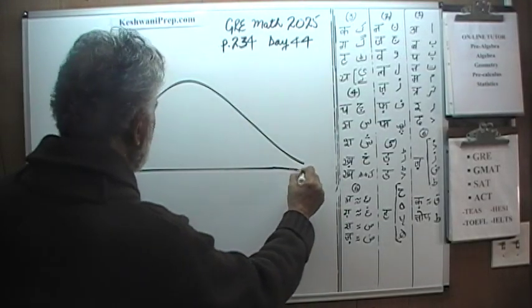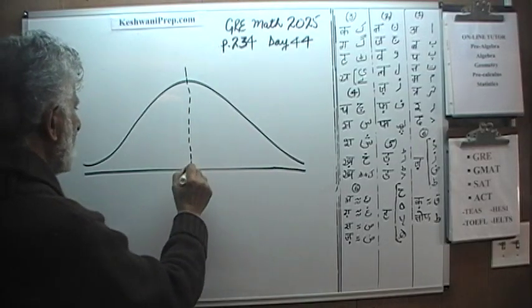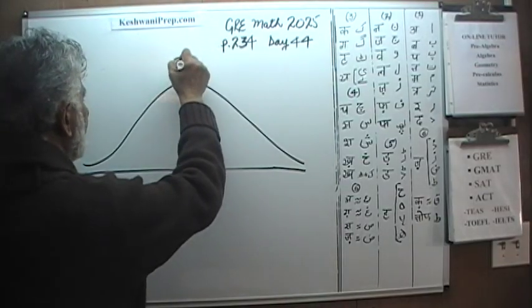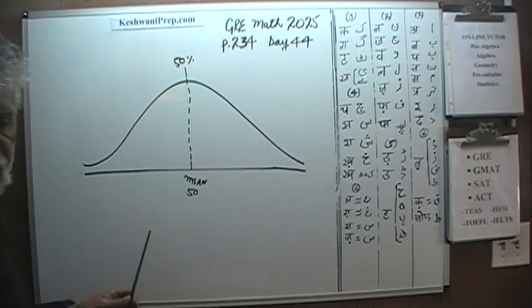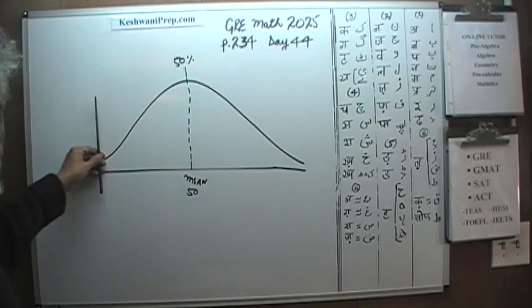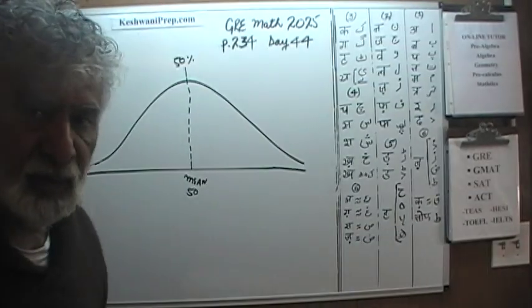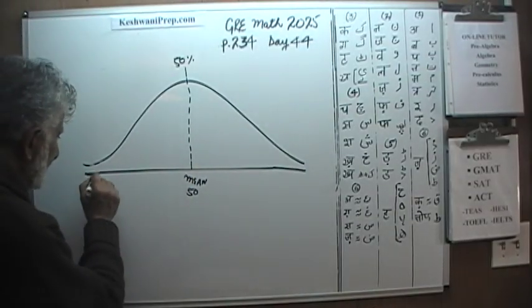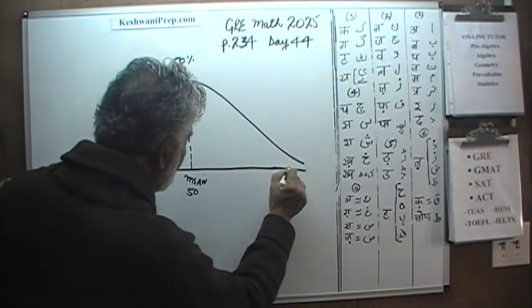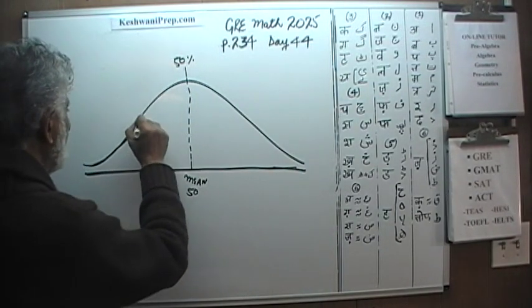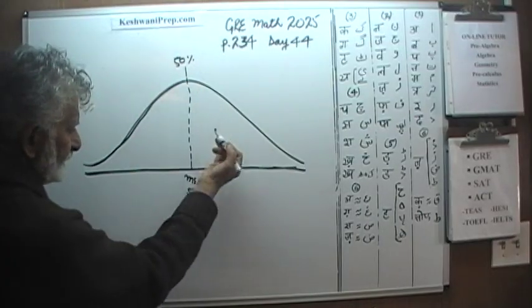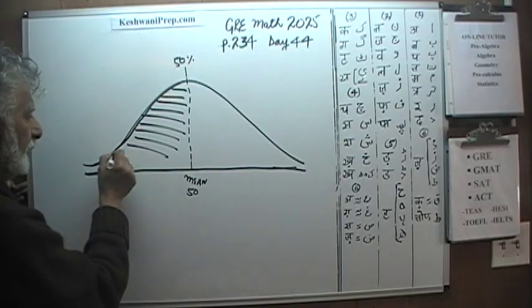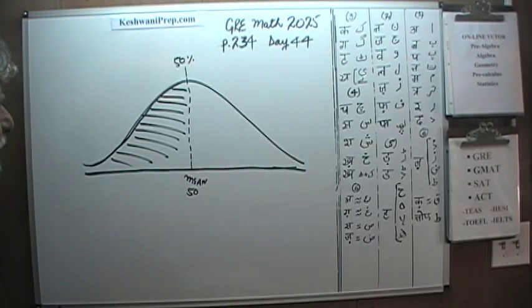So here we go. This is our mean, which is the 50th percentile. In other words, 50% of the observations fall to the left of it, 50% of the observations fall to the right of it. Or if you like, of all the area between the x-axis and this graph, 50% lies here and 50% lies there. That's what that means.